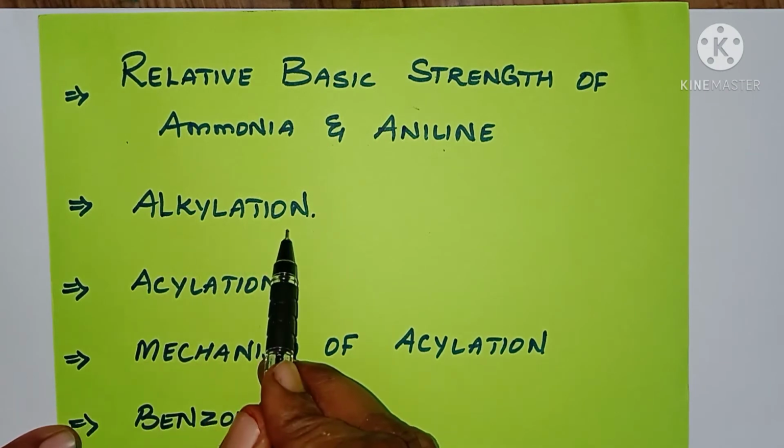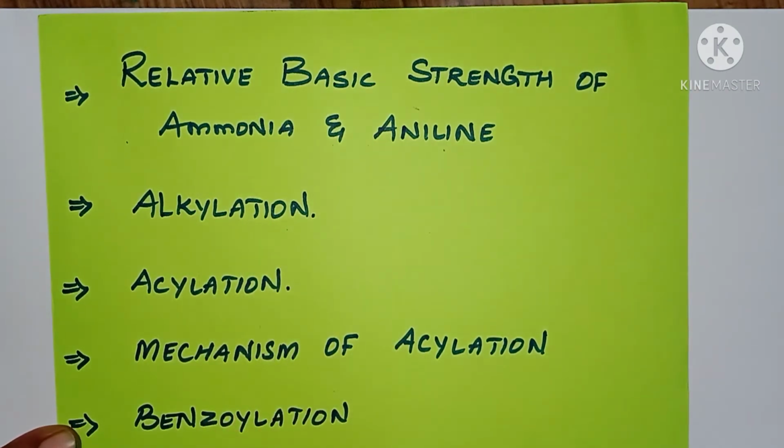And alkylation: how alkylation happens, that means alkyl chloride reacting with aniline. So all these points we are going to discuss: aniline with alkyl chloride, aniline with acylation. Acylation is the acetyl compound. Next, the mechanism of acylation. It's a very important one. Next, benzylation. See, acylation is aliphatic, benzylation is aromatic.